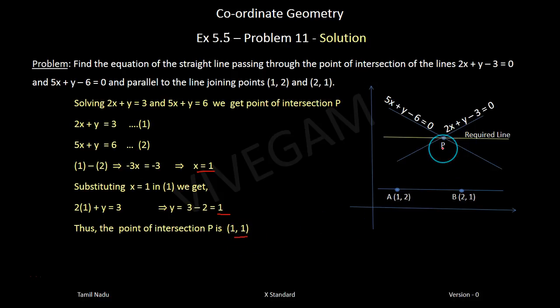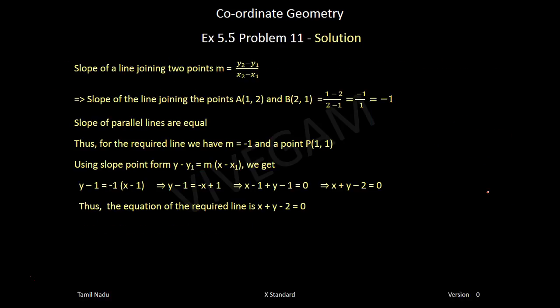So half of the problem is solved. Now we know the point P is (1, 1). Now we need to calculate the slope of AB, which is also the slope of the required line, as the two lines are parallel to each other. The slope of a line through two points is given by y2 minus y1 divided by x2 minus x1. So the slope of the line joining (1, 2) and (2, 1), where this is x1, y1 and this is x2, y2, will be 1 minus 2 over 2 minus 1. That's equal to minus 1 divided by 1, which is minus 1. So the slope of the required line is minus 1 because parallel lines have the same slope.